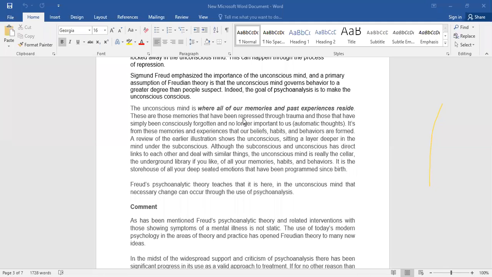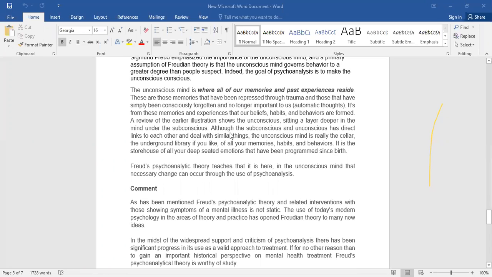A review of the earlier illustration shows that the unconscious sits a layer deeper in the mind, under the subconscious. Although the subconscious and unconscious have direct links to each other and deal with similar things, the unconscious mind is really the cellar, the underground library, if you like, of your memories, habits, and behaviors. It is the storehouse of all your deep-seated emotions that have been programmed since birth. It means that you have all the memories in your unconscious mind.